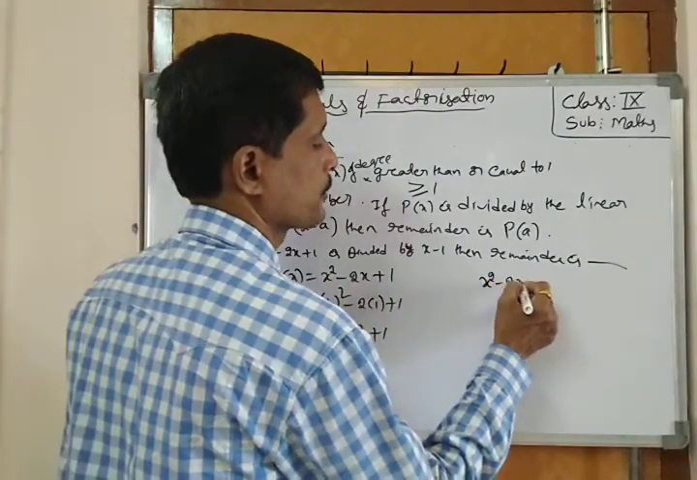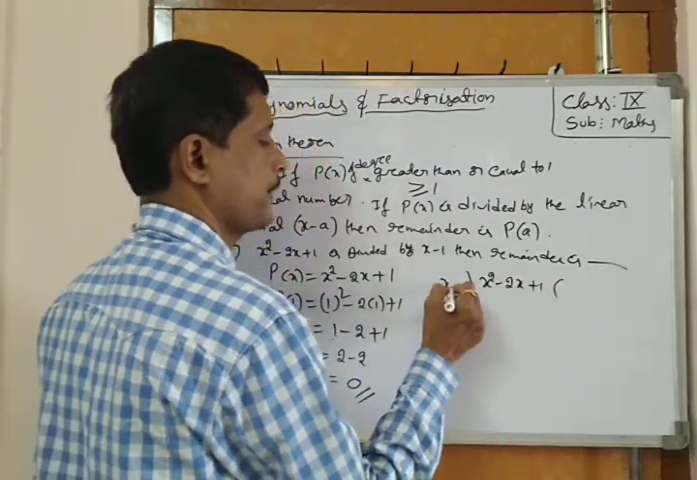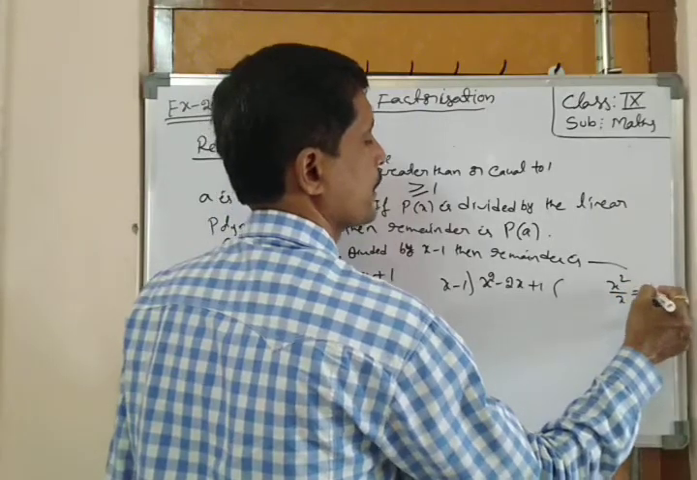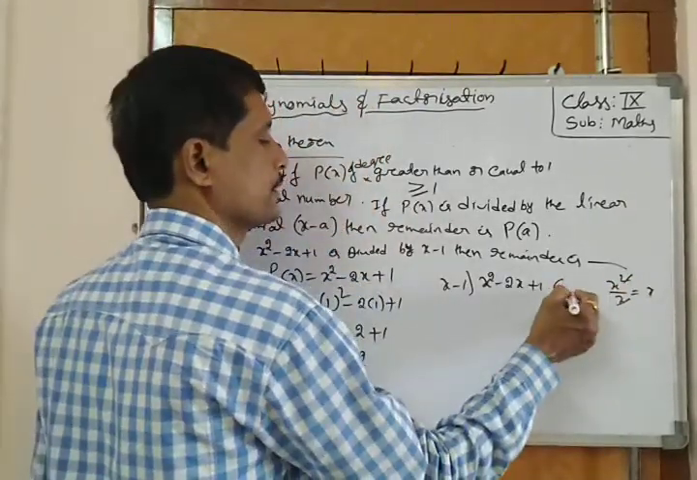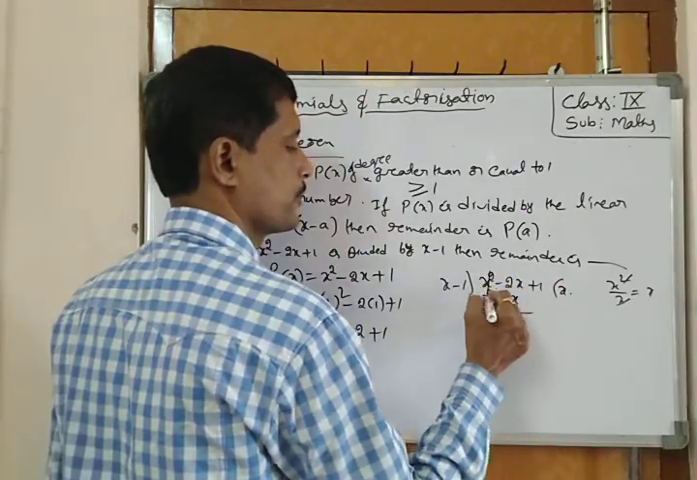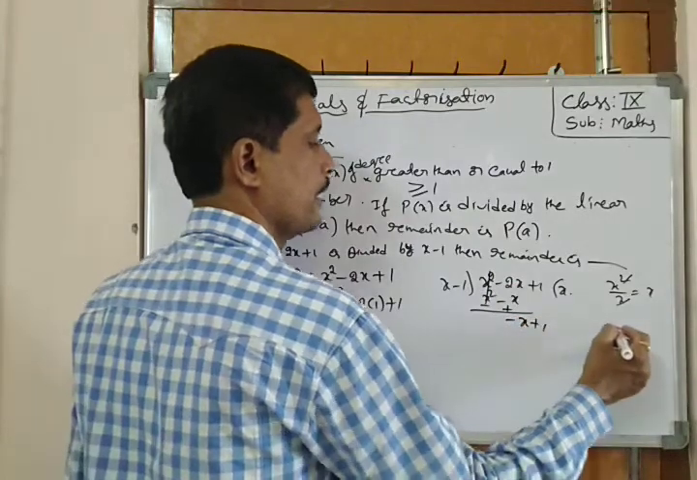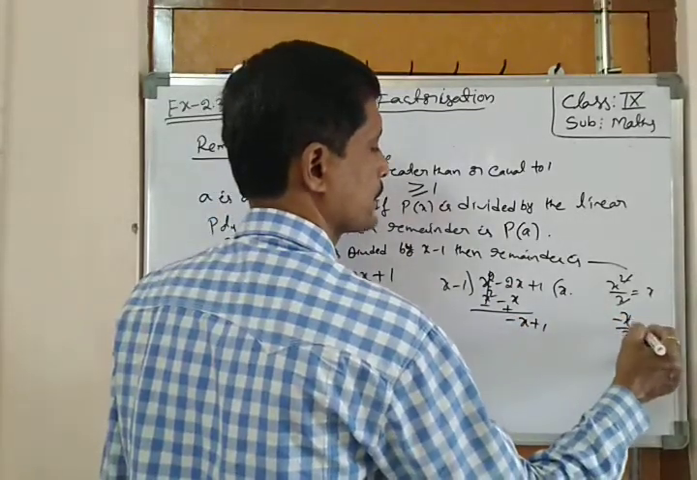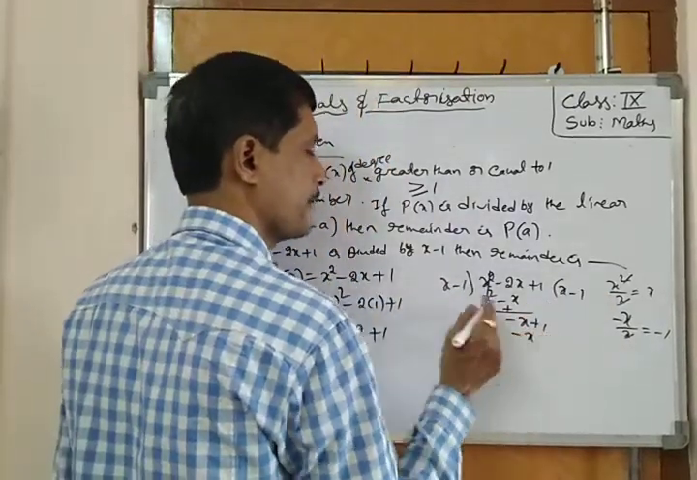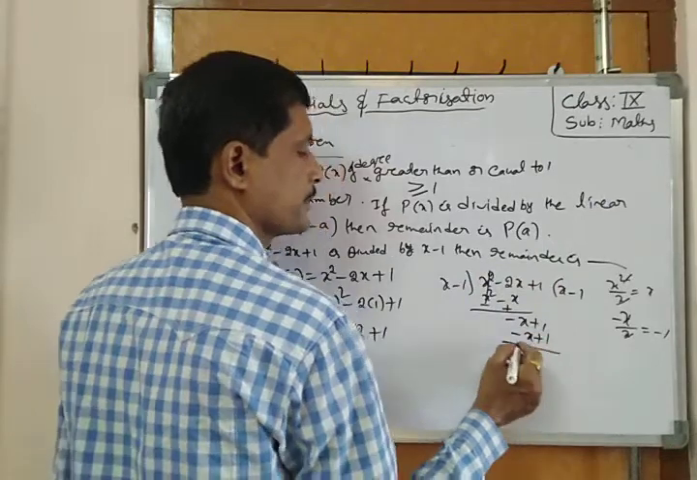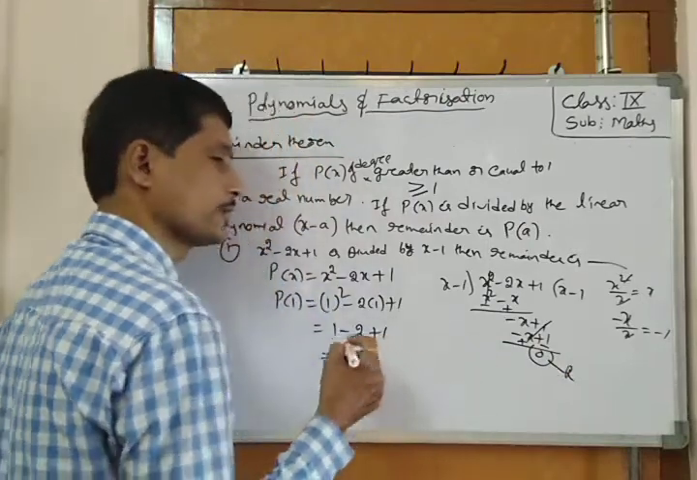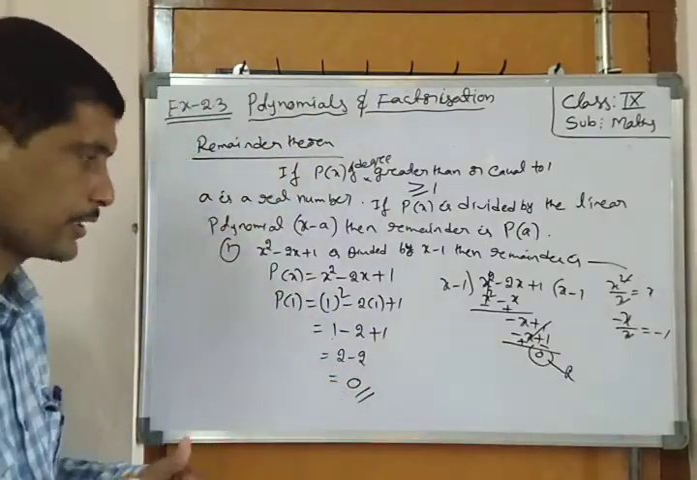Therefore x square minus 2x plus 1 divided by x minus 1. Here the degree is 2, here the degree is 1. Therefore x square by x, that is x, 1 time x. Write x into x, that is x square minus x. Here minus and plus both get cancelled, minus x plus 1. Here minus x by x, that is minus 1. Minus 1 into x is minus x, minus into minus is plus 1. Here subtraction, both get cancelled, that is 0. Here the remainder is 0. Any method you use, the answer is the same.